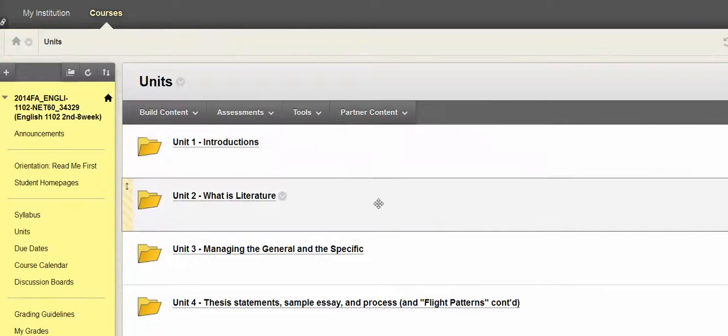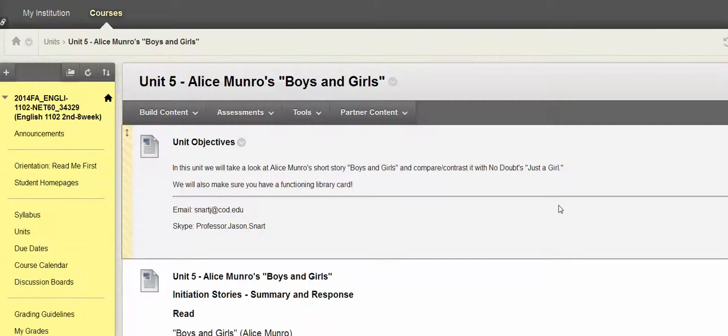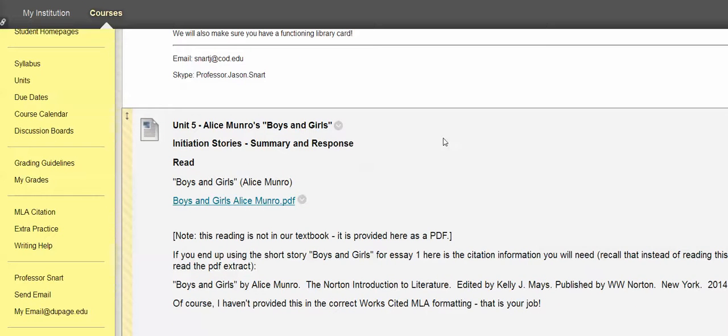Okay, so let me pop into Unit 5, which I think is one of the most interesting that we do. Although unfortunately, the short story we're reading here, Boys and Girls by Alice Munro, was not among the choices I could make for inclusion in our custom edition of the textbook. Again, I got most of what I wanted in there, but this is one outlier.